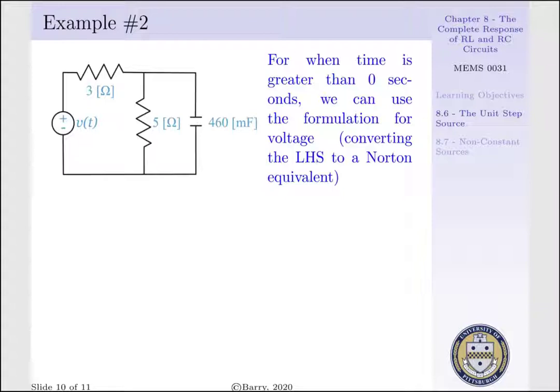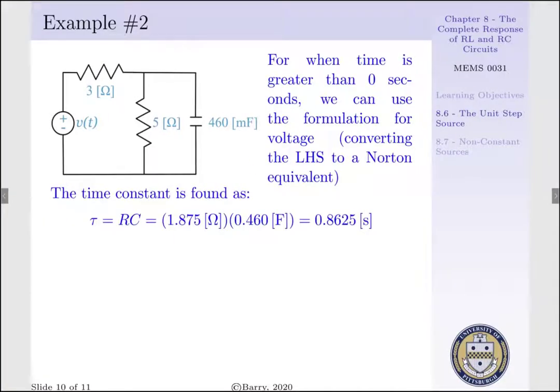And to do this, we're going to convert our left-hand side, i.e. our voltage source and our 3 ohm resistor, into a Norton equivalent. That is, we're going to transform our voltage source to a current source, and we're going to move our 3 ohm resistor down into a parallel configuration with our 5 ohm resistor. In doing such, our 3 and 5 ohm resistors are in a parallel configuration with an equivalent resistance of 1.875 ohms. Thus, we can solve for a time constant, which is RC.